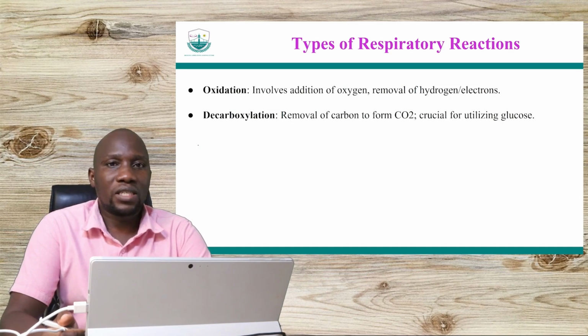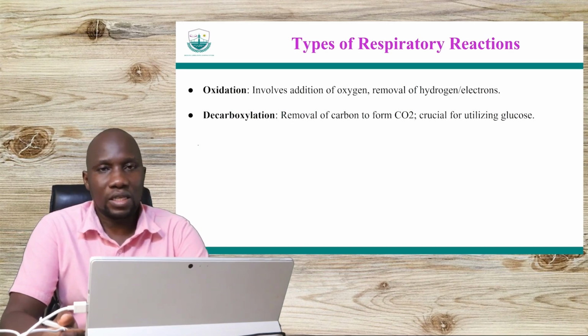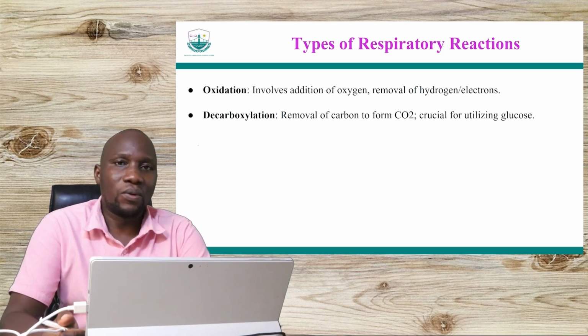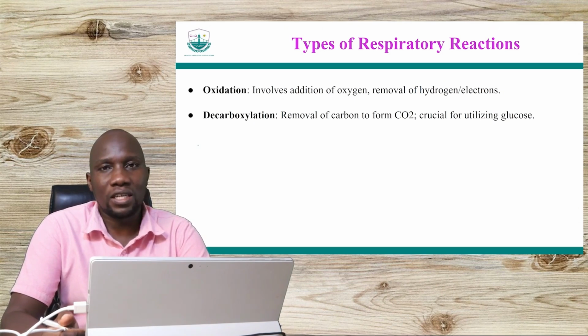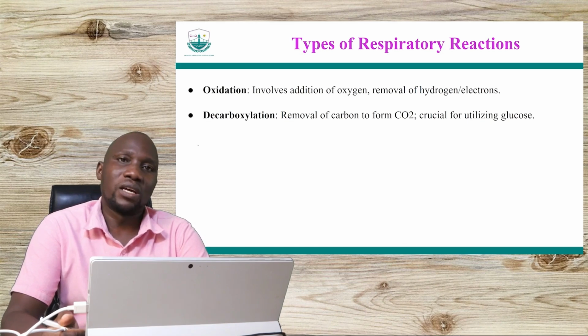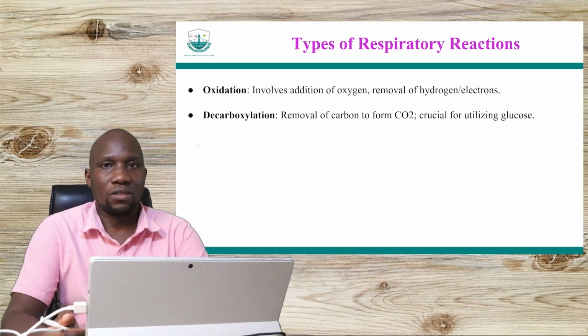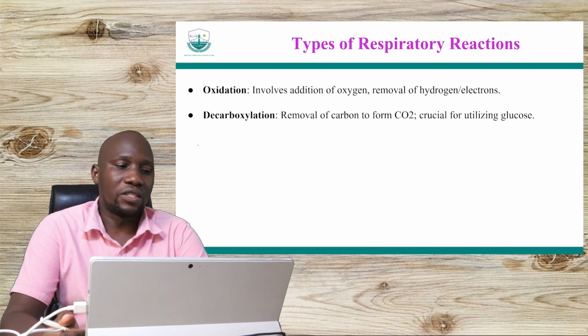So what are the reactions that happen in respiration? Definitely there are two major types. The word major is very important. This is not to mean that for you to break down glucose into energy, carbon dioxide and water, you only need oxidation and decarboxylation. No. There are several oxidation reactions. There are several decarboxylation reactions. Basically, we're saying that all these reactions can be categorized into oxidation and decarboxylation.